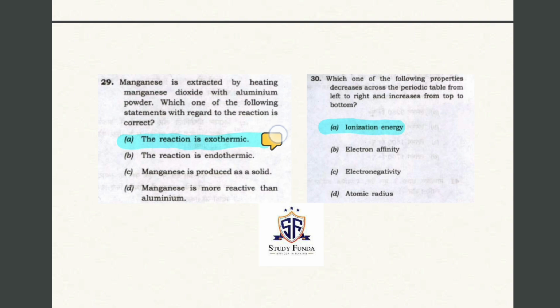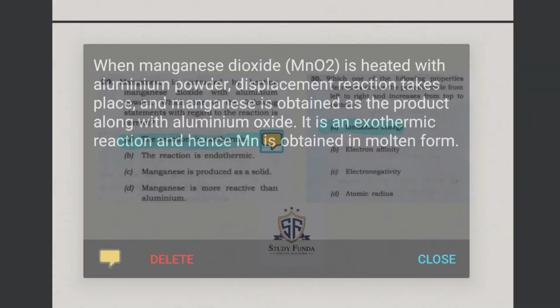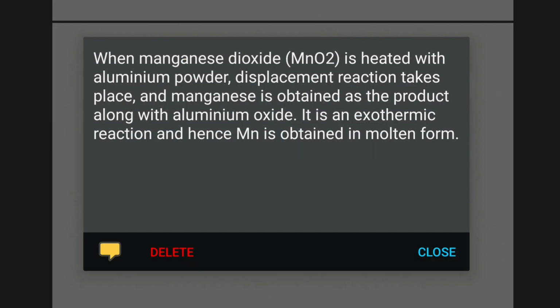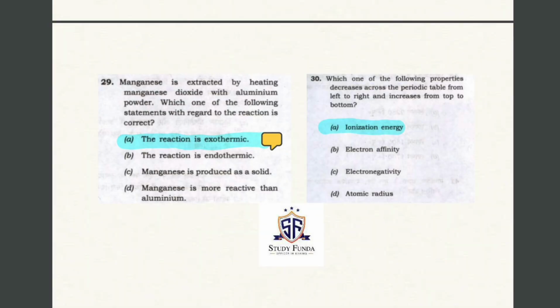Let's see question number 29. Manganese is extracted by heating manganese dioxide with aluminum powder. What is the correct statement? The reaction is exothermic. Here is the explanation. When manganese dioxide is heated with aluminum powder, a displacement reaction takes place, and manganese is obtained as the product while aluminum oxide is formed, and it is an exothermic reaction, and manganese is obtained in molten form.